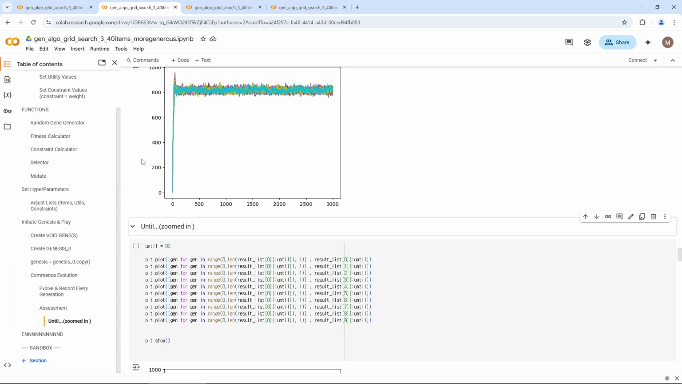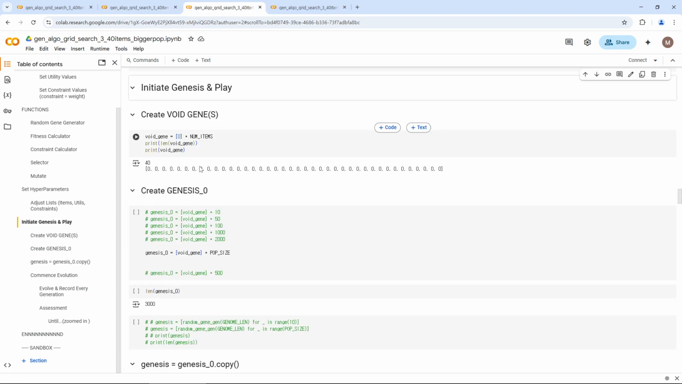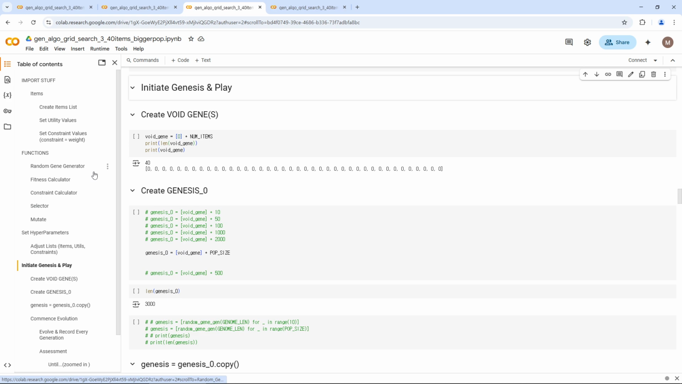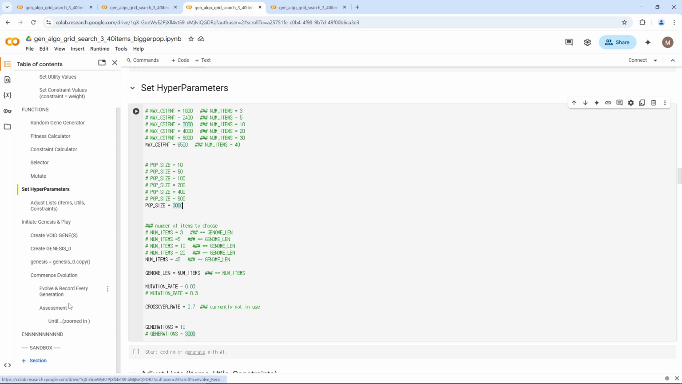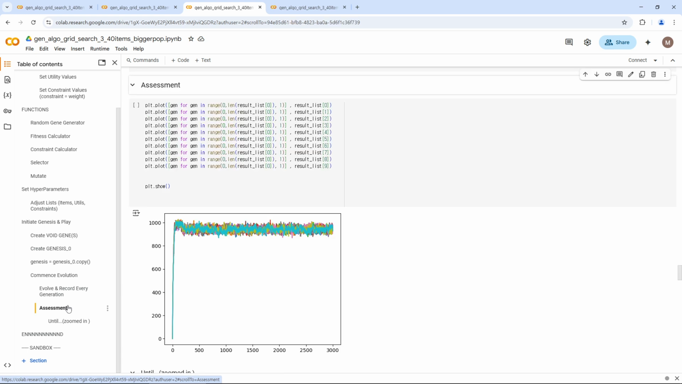So generally, what I did next is just a sheer bigger number in population. I set the population to 3,000, and then I evolved it for 3,000 generations 10 times, and this is what happened.